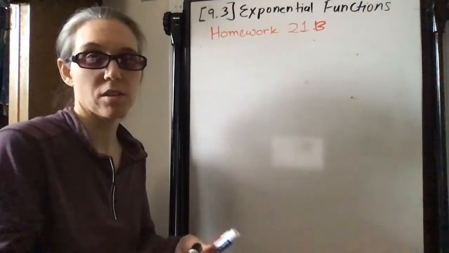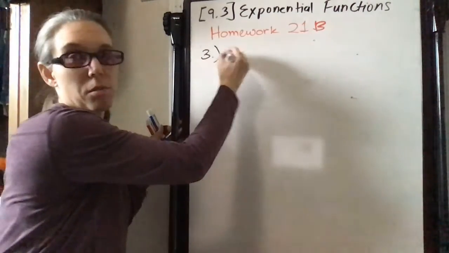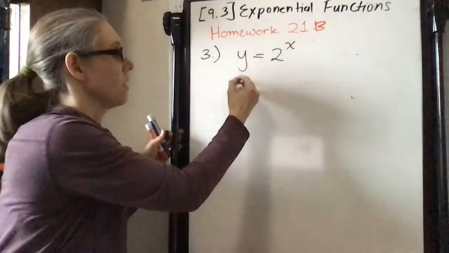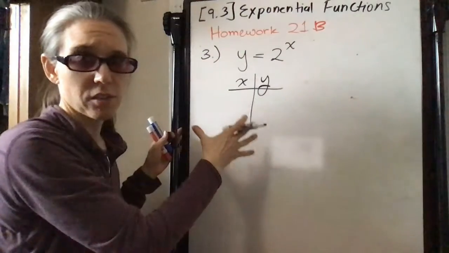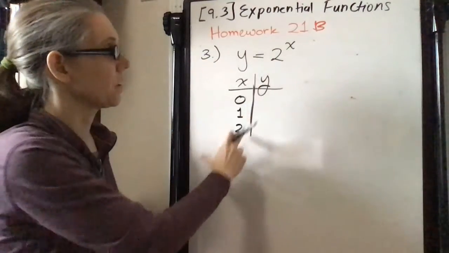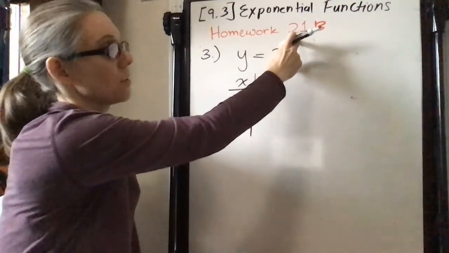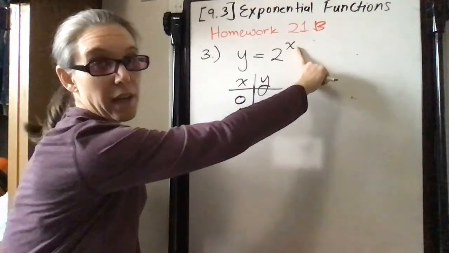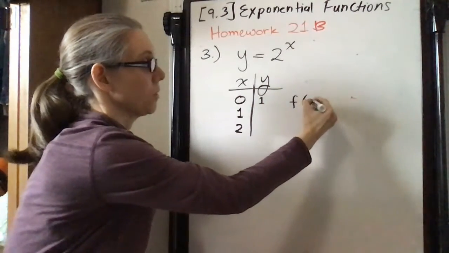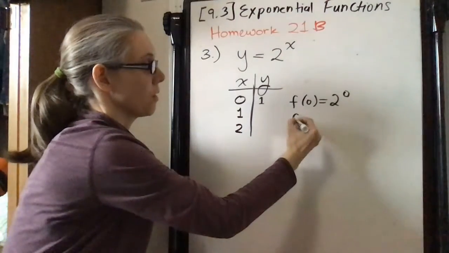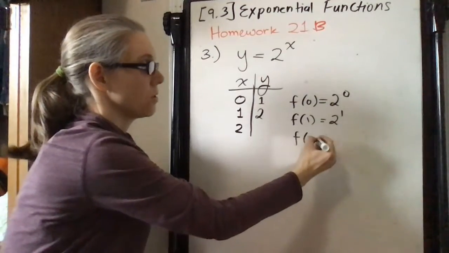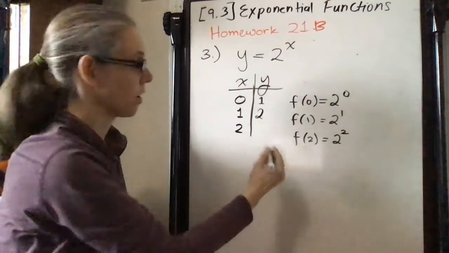So now let's look at question number 3. On MyOpenMath, question number 3 gives me an exponential growth function, a really simple one. And then there's an xy table, and the values of x are already plugged in for you, 0, 1, and 2. So you just need to plug these values in here, okay? So 2 to the 0 power, plug in 0 for x. 2 to the 0 power is 1, right? So that's f of 0. Then you have plugging in 1. f of 1 would be 2 to the first power. And then f of 2 would be 2 to the second power.